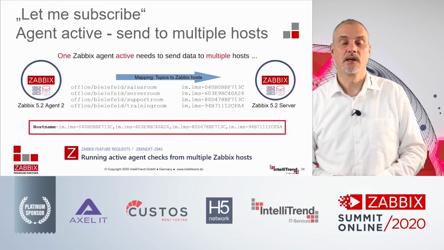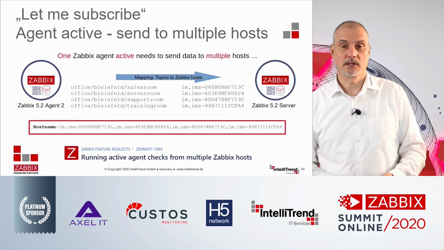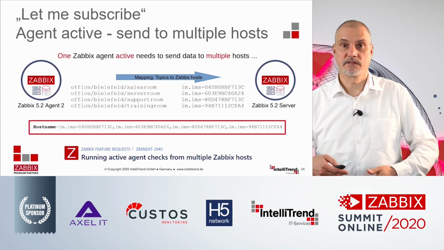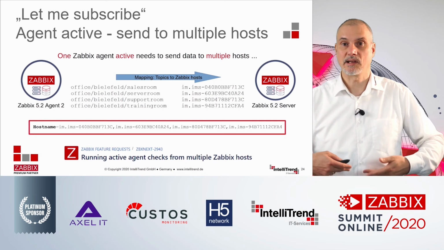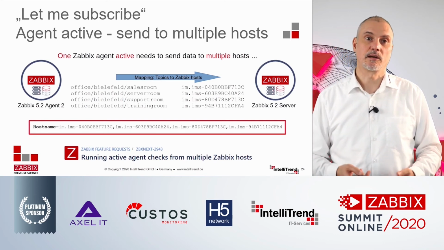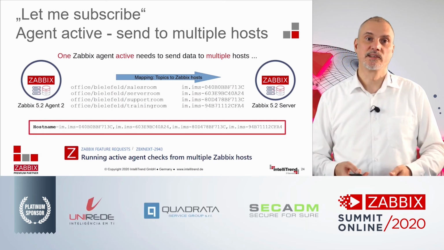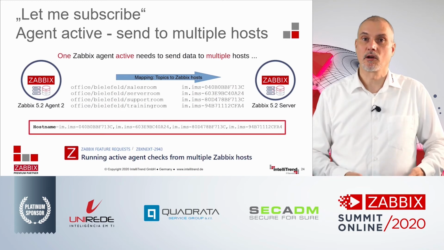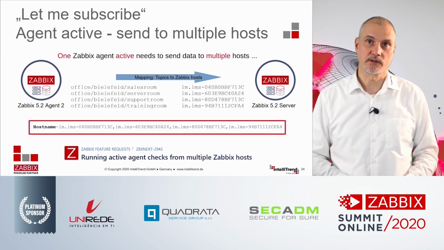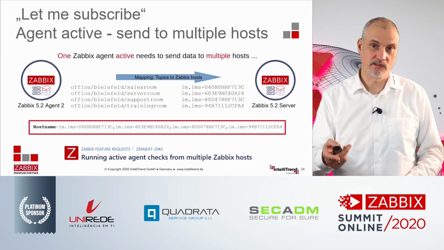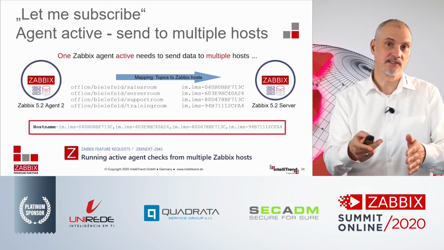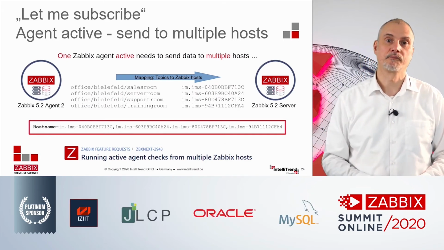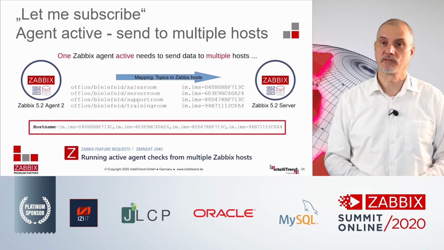So what we can do is we set up our hosts in Zabbix as usual. We define our MQTT items as usual, but then we set up just one agent with more than one host name. In fact, with all of the host names that agent should be responsible for. So in our case, that would be the 4 host names of the hosts in Zabbix that refer to our sales room, server room, and so forth.